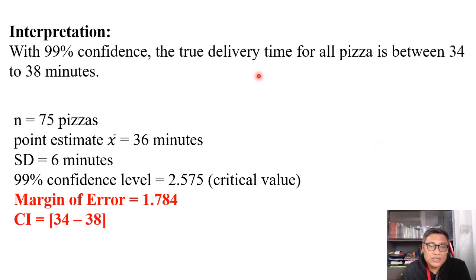So our interpretation would be like this, class. With 99% confidence, the true delivery time for all pizza is between 34 to 38 minutes. There should be an inclusive word here, indicating that in the pizza delivery, class, you are expecting that it would be 34 minutes or until 38 minutes. Any time that is beyond 34 to 38 minutes, class, that is already outside the confidence limit.